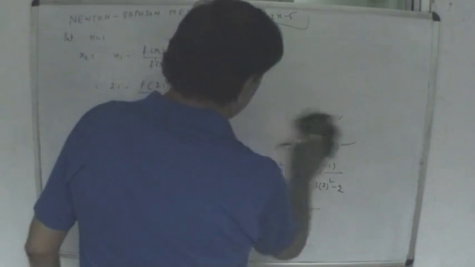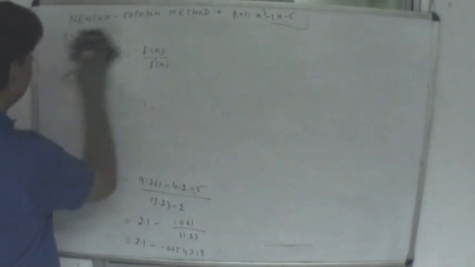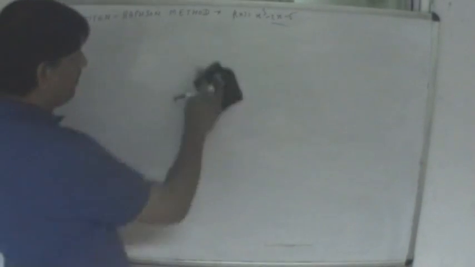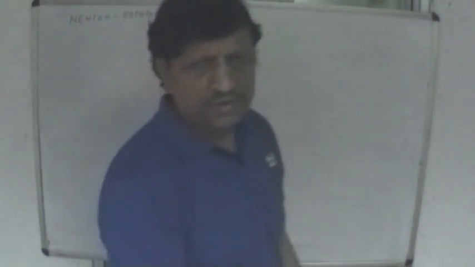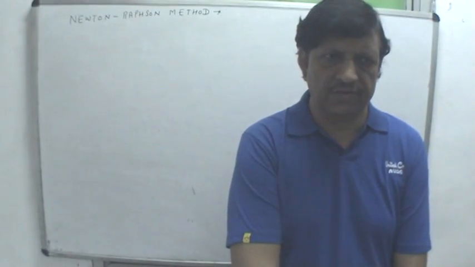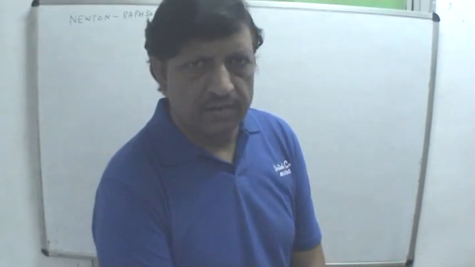Let us discuss one more problem in this Newton-Raphson method. Here the steps we are repeating again and again. This is called the iteration. These are the iterative methods, meaning we have to repeat each step again and again to get the required result.